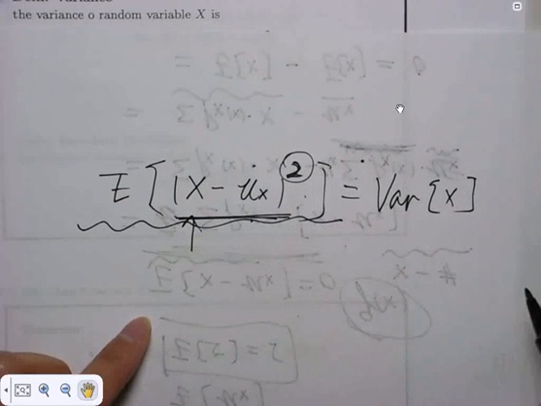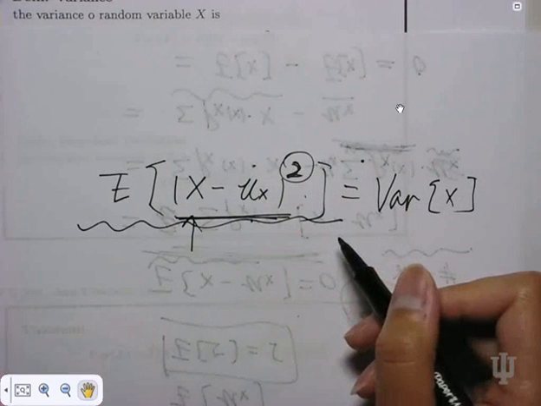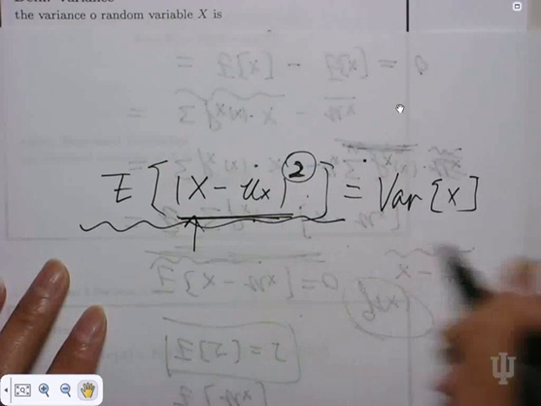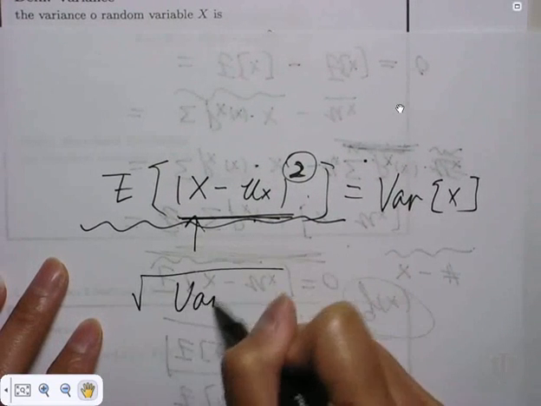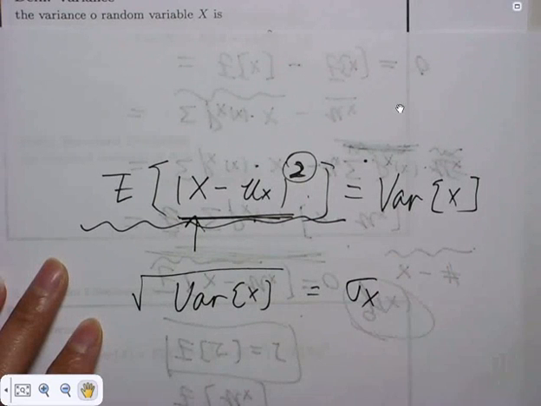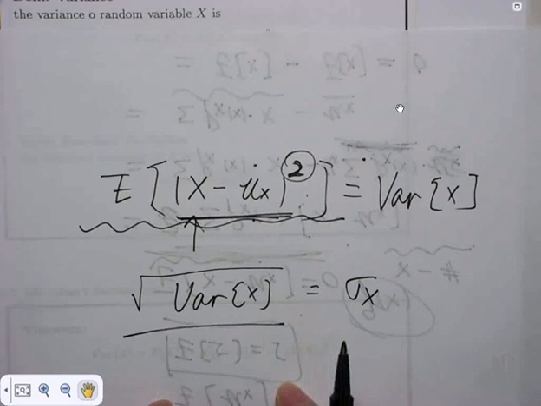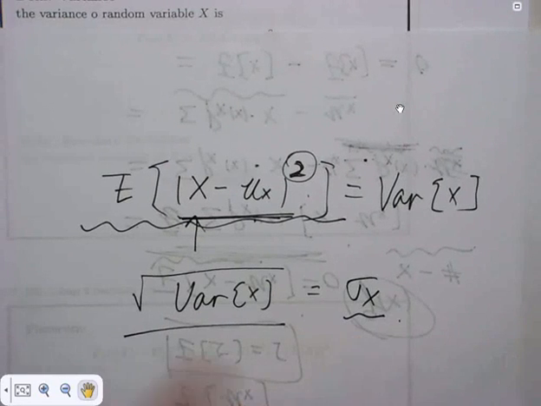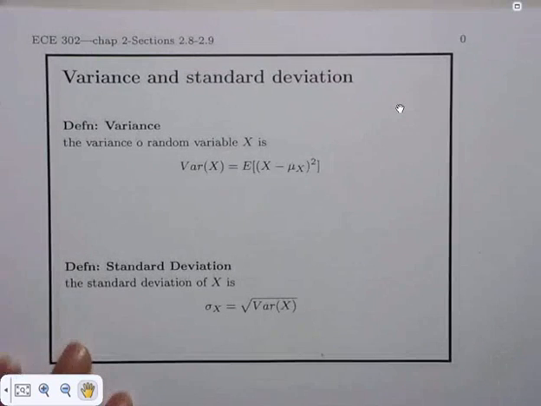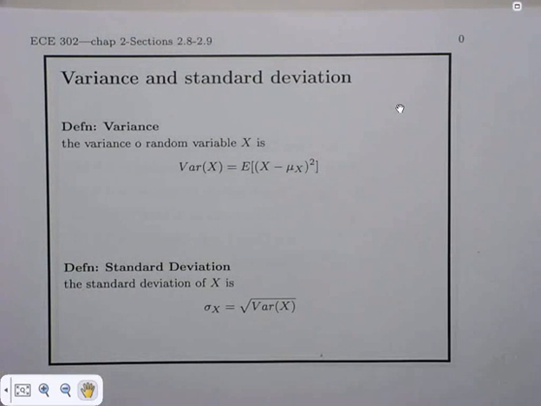First, you have a square here. In order to have the same unit, I take the square root, and this is called standard deviation. Sigma x is used to represent that. So we'll see some example, or maybe you can look at one application of that.